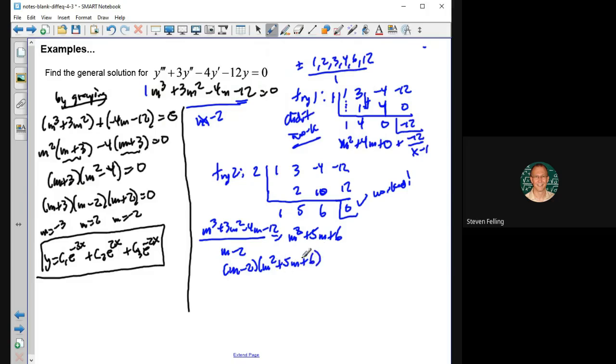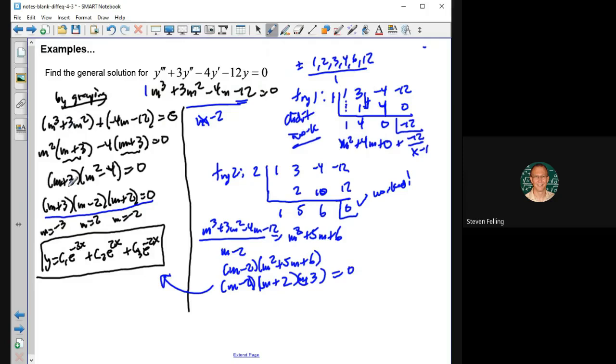And then if we're lucky, this will factor. So we've got m minus 2. And this would be m, they're both plus, so plus 2 and plus 3, right? M plus 2 and m plus 3 gives me, yep, that works. So now we get to the same spot we were here. We get the same numbers and we get the same solution.